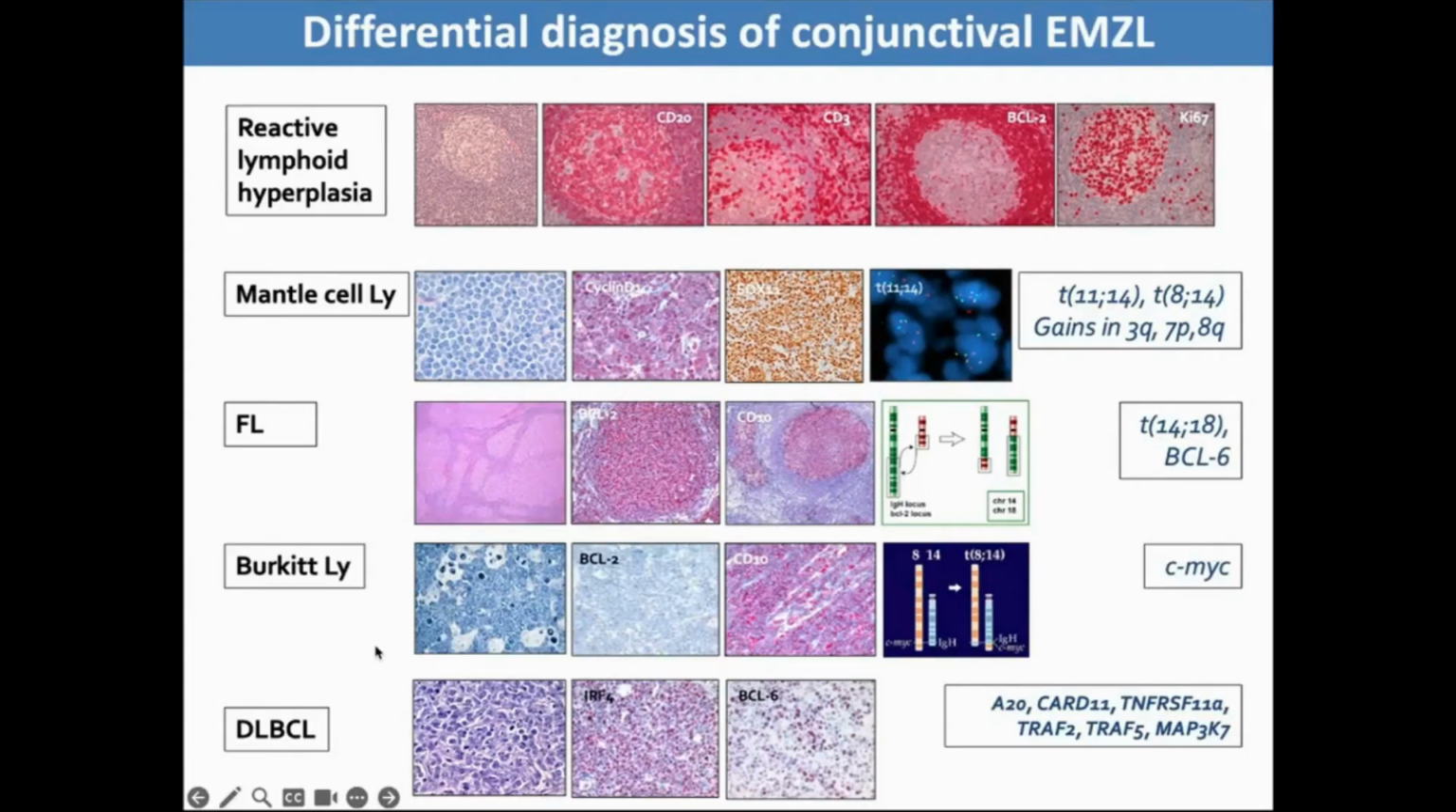Obviously there are other lymphomas, large cell B cell lymphomas, which can occur in the conjunctiva, but more often than not they also involve the orbit, and they include diffuse large B-cell lymphoma and Burkitt lymphomas, which can be sporadic or endemic.